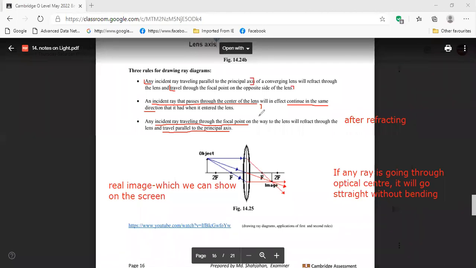Very good. Then you do the third rule. Incident ray traveling through the focal point, after refracting, travels parallel to the principal axis. Till here, point. After the point you give a comma, then after refracting travel parallel to the principal axis. After this also give a comma.